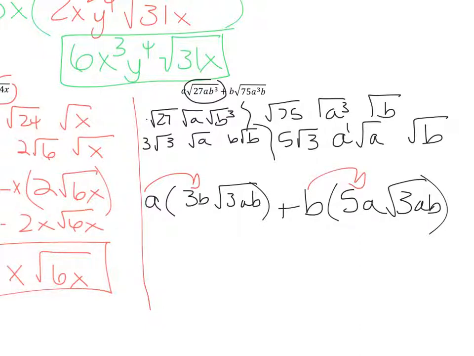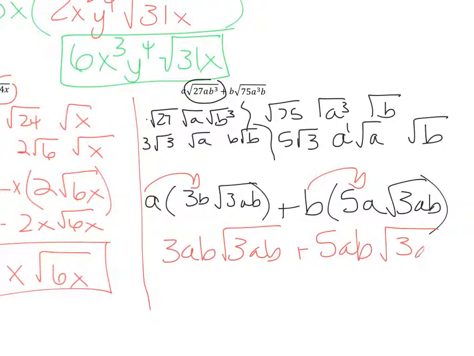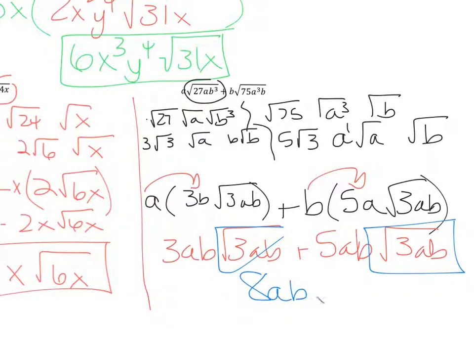A times 3b is 3ab. Bring down the radical, 3ab, same thing. And then here I'm going to have 5ab radical 3ab. If you notice, the radicals are the same, and we have like terms on the outside. So 3ab plus 5ab is 8ab, radical 3ab.